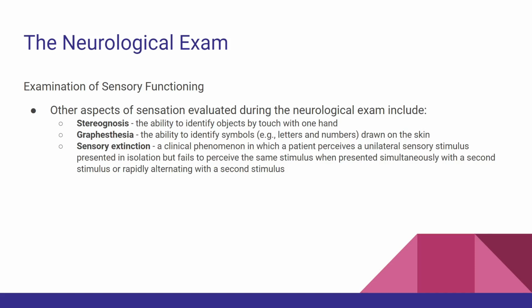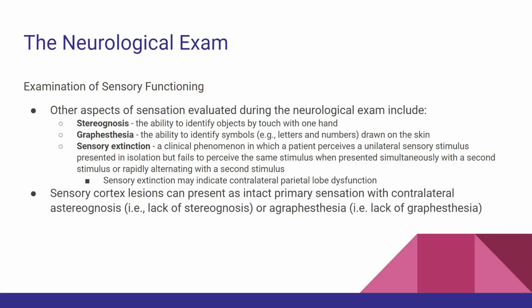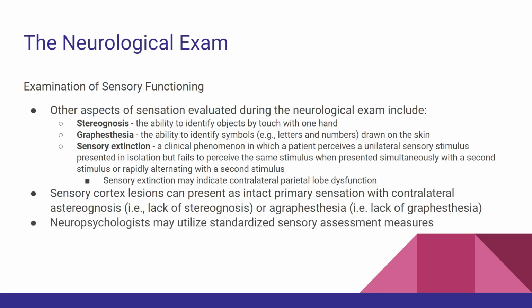This is a clinical phenomenon where, for example, if you poke one finger into their skin, they'll notice it. If you poke a second finger into a different part of their skin, they'll notice it. But if you poke both fingers at the same time into their skin, they won't notice that there's two fingers being poked. Or if you rapidly alternate between the fingers, they also won't notice that there's two fingers being poked into them. And sensory extinction can indicate contralateral parietal lobe dysfunction. So when there are sensory cortex lesions, people can have intact primary sensation with contralateral astereognosis as well as agraphesthesia. A neuropsychologist may test these types of functionings during an evaluation.